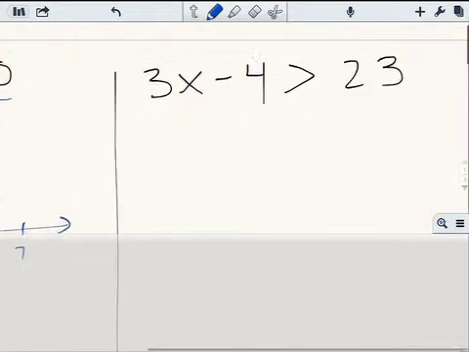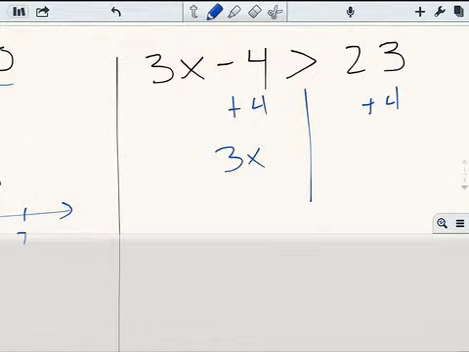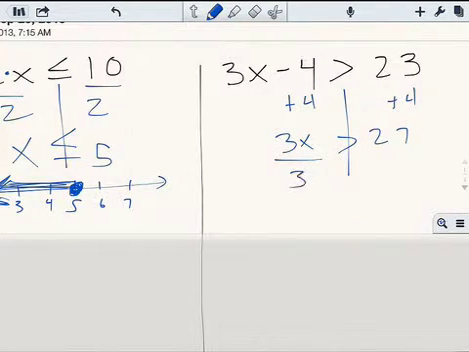So let's look at the next one here. Again, we're going to use the same strategies as we do when we solve equations. I see 3x minus 4. I'm going to get rid of the number that's furthest from x first, so I'm going to add 4 to both sides. And so I get 3x is greater than 27. Then I'm going to take the additional step of dividing by 3, and so I'll get x is greater than 9.